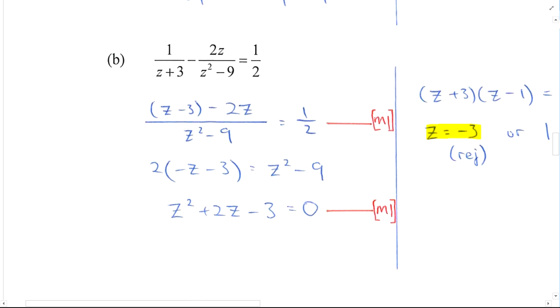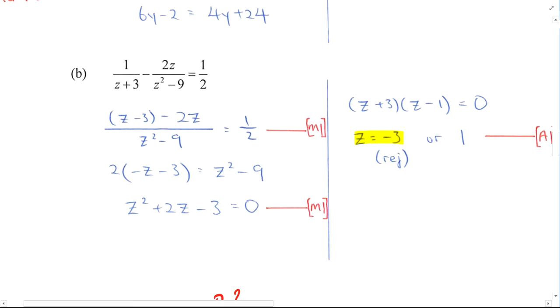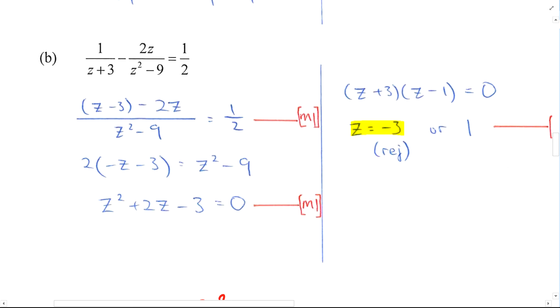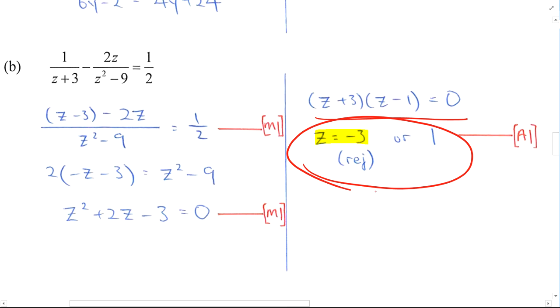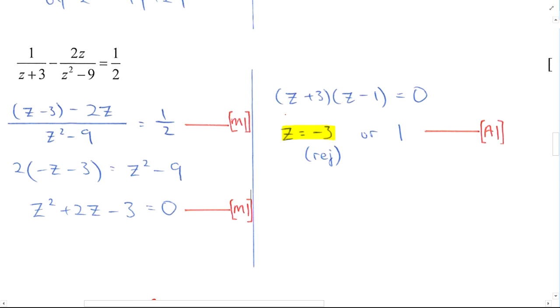Next, part B. Okay, most of you managed to get the first part correct. You managed to change them all to the same denominator. You realize that z squared minus 9 is simply z plus 3, z minus 3. Okay, so no problem. You managed to reach this step. You managed to reach the final answer, z equals negative 3 or 1. However, almost everybody lost this answer mark because you did not reject z equals negative 3.